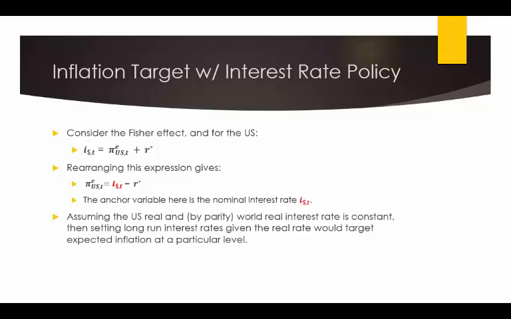For example, if the real interest rate is 2% and the long-run inflation rate targeted at 2%, then the policy is to have the long-run interest rate always return to 4%, regardless of what's done to it in the short run through monetary policies.